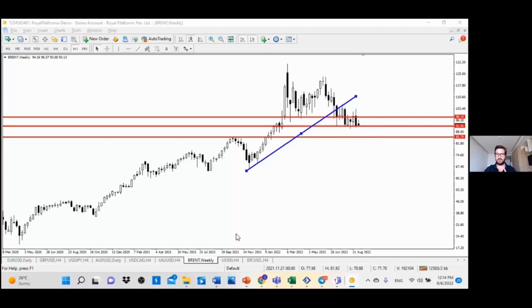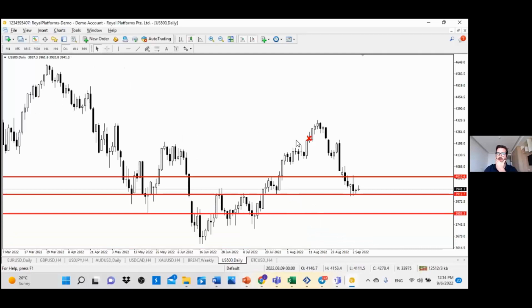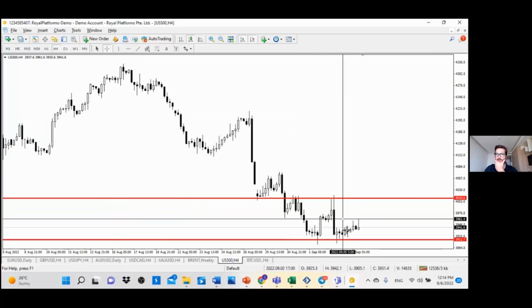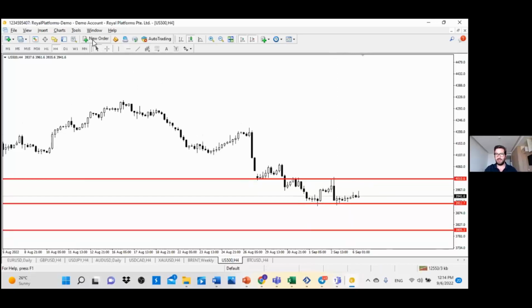US 500. If we look at it on the daily time frame, still bearish, lower highs, lower lows. This is a high, lower high. This is a low, lower low, lower low, lower high, until the market found a strong support around the 3,914. So we have a strong area here. But it's obvious that the price is still weak and it is controlled by bears.